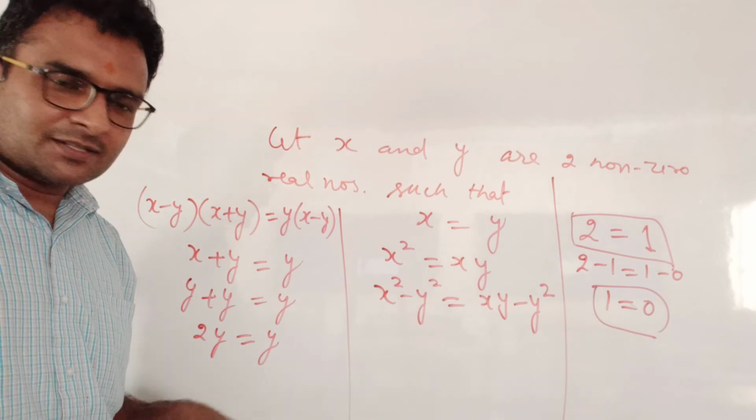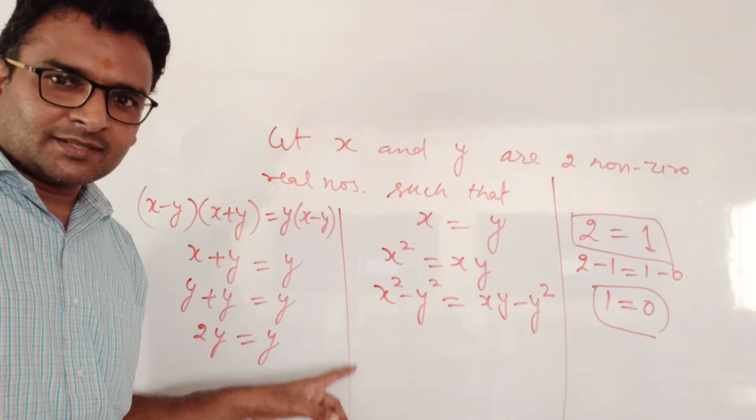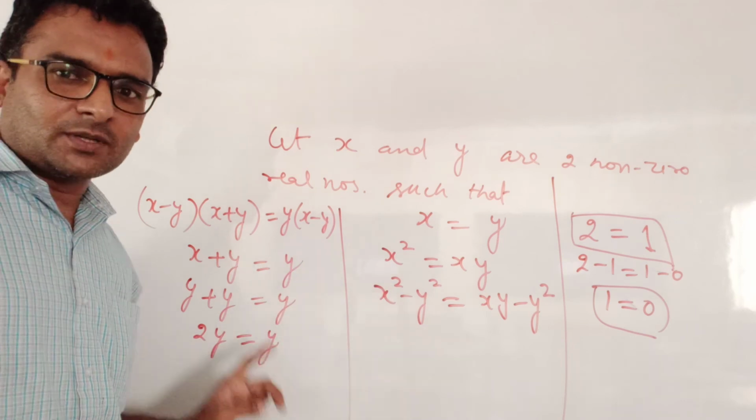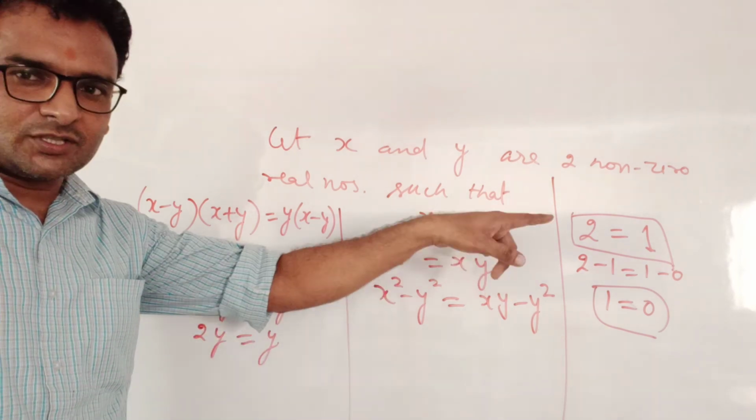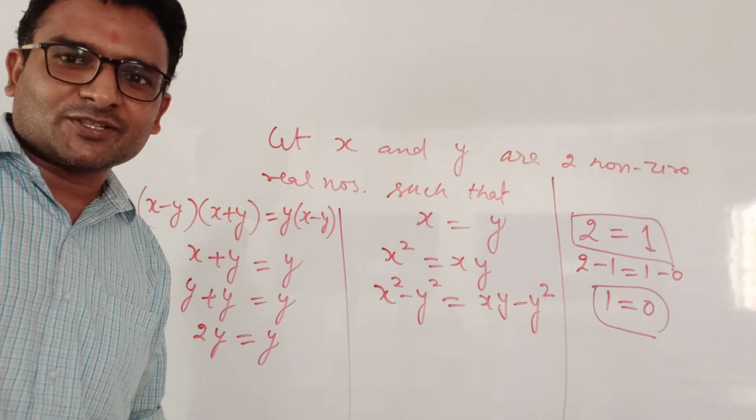So now just brainstorm this work and find out what the problem is here, how we could make 2 equal to 1 and 1 equal to 0.